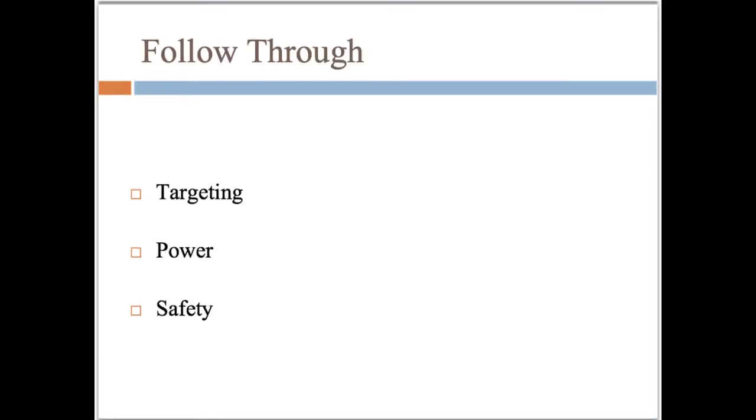And finally, during follow-through, targeting allows us to look at body segments and how they're directed towards a target to improve accuracy. Power looks at acceleration and deceleration during the action phase, improving power and accuracy. And then safety considers how body segments are able to slow down after contact, which helps to decrease the chance of injury.